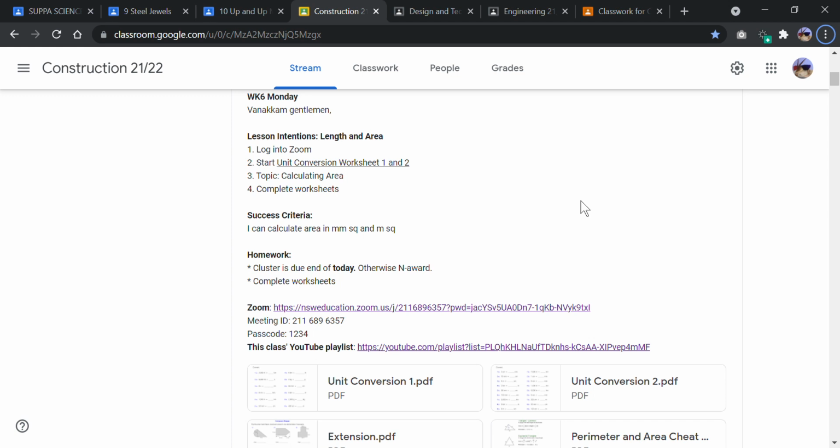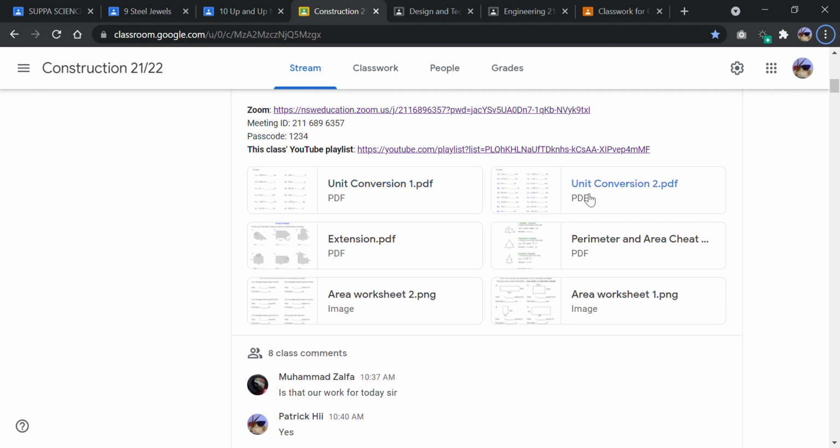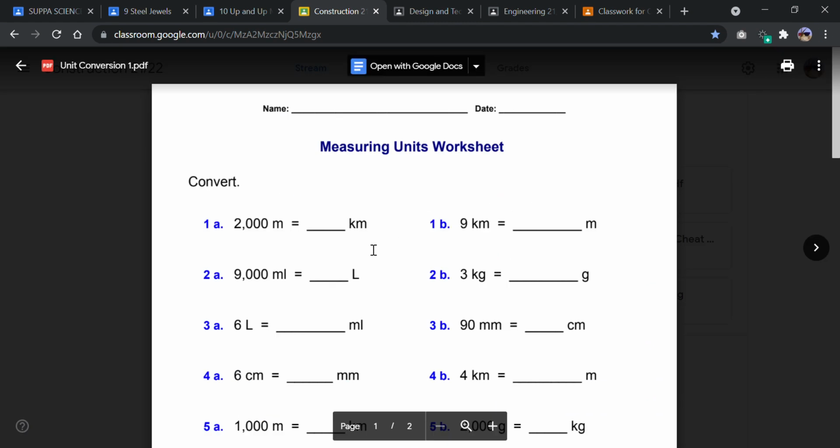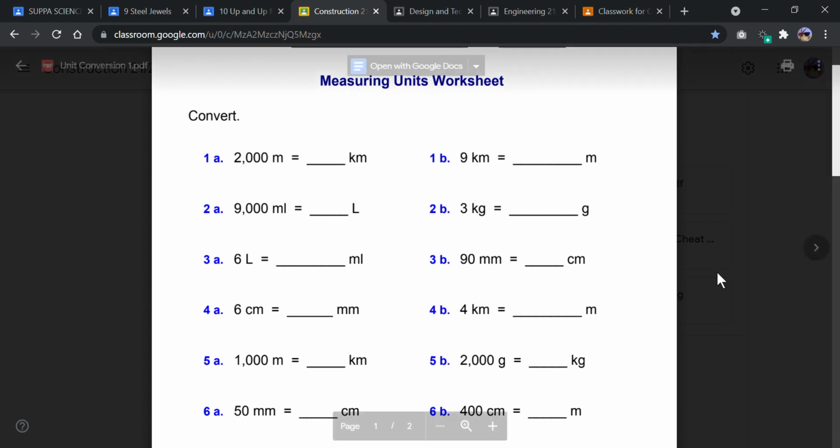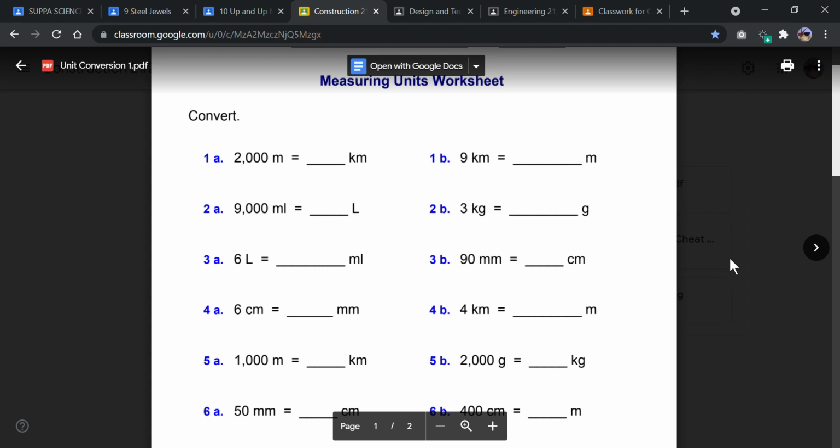Looking at calculating area and volume and length. These two sheets here, unit conversion 1 and 2, we went through last time on how to convert milliliters to liters, meters to kilometers, grams to kilograms. So really essential. You need to know how to do this. I have some year 12s that are still not too confident, and you need to be able to do this. Otherwise, construction is going to be very difficult. So please revise the previous lesson if you need to.